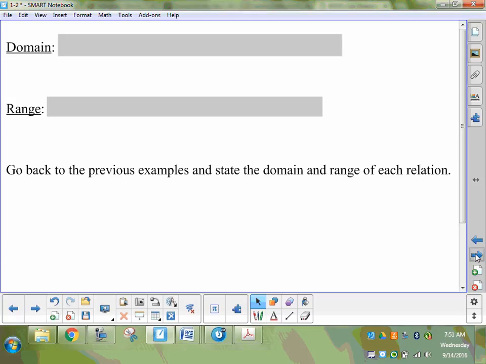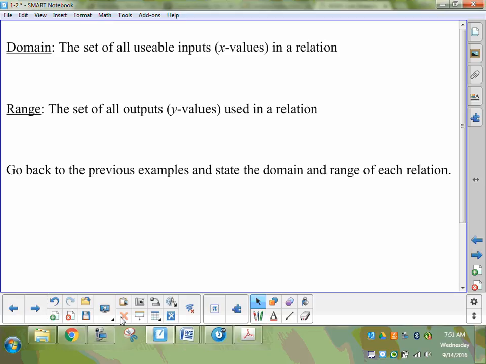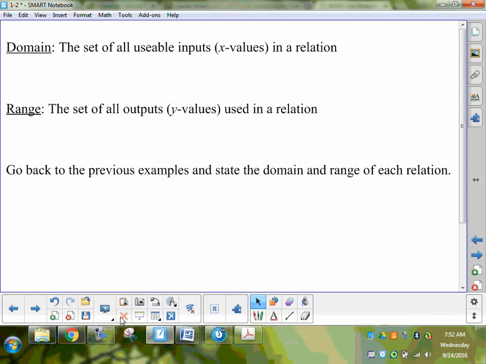Now, the things that we need to make sure that we know: the domain is all usable inputs in a relation, and the range is all of the used or arrived at output values, or y values, that you would use. Don't get married to the fact that there's x's and y's. It could be a's and b's. It's whatever. It's input then output. So we don't need to go back. We already did.